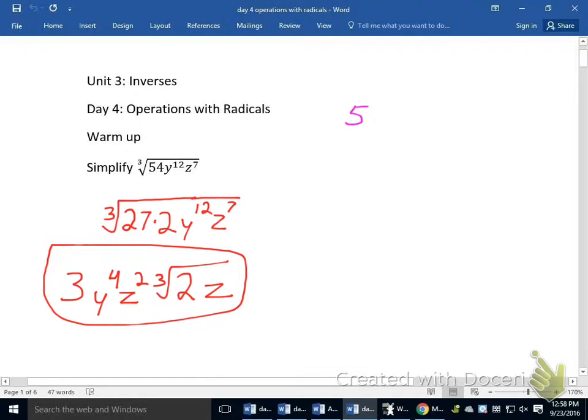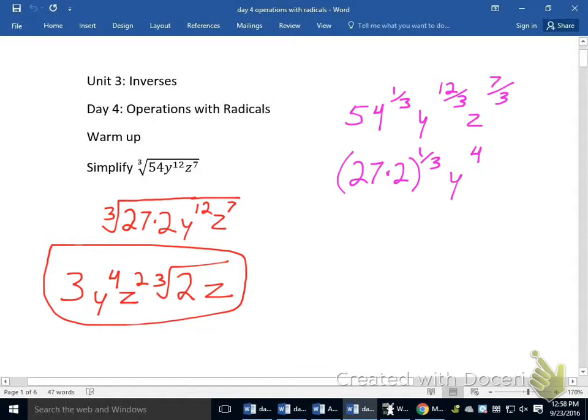So if you're feeling that way on this problem, you should set it up as such: 54 to the 1/3, y to the 12 over 3, z to the 7 over 3. You certainly may. What that does is it works out much the same, where the 54 you would write as 27 times 2. The y could go ahead and reduce to a 4. The z will stay to the 7/3.